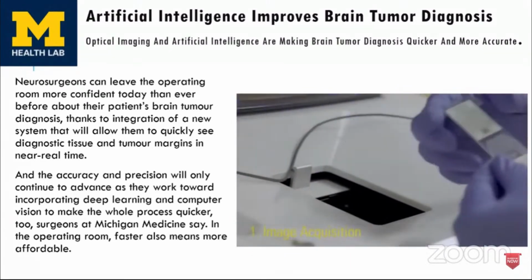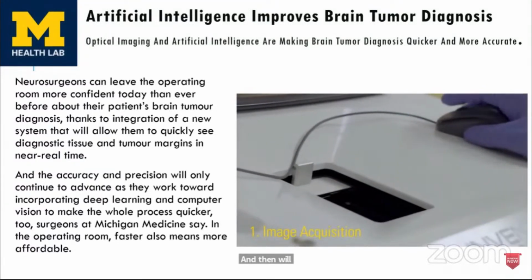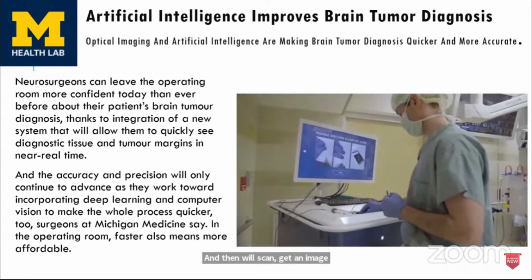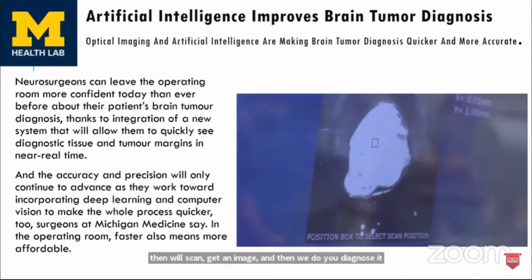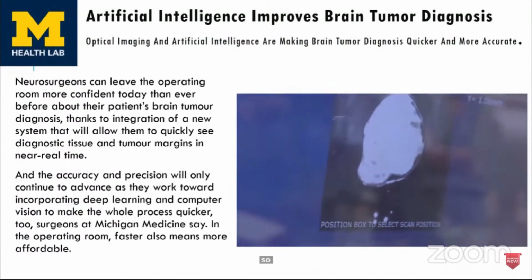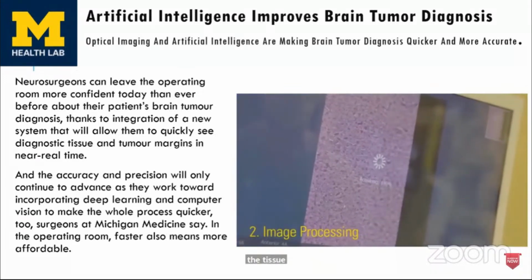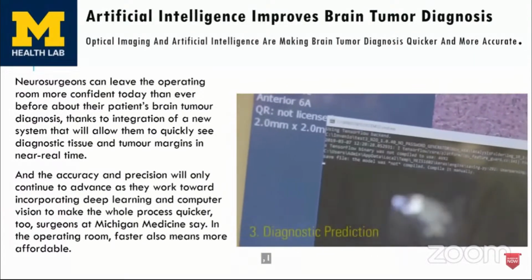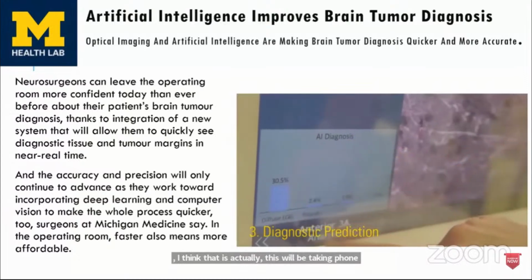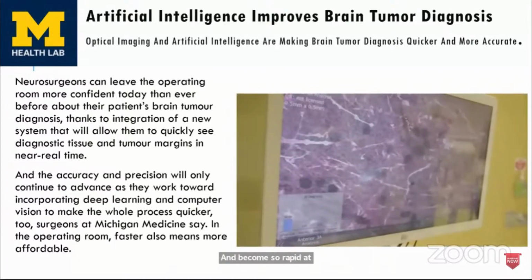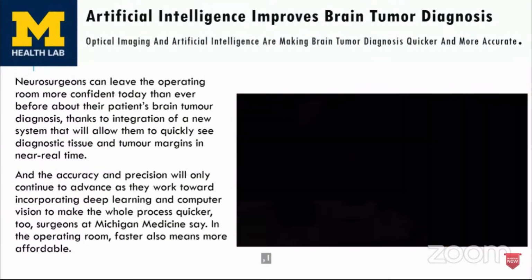And then we scan, get an image, get a series of images, and then we do diagnosis, fastest available, so that the tissue type is available to the surgeon in the operation theatre. So I think this has changed. This will be changing the whole thing of management and it becomes so rapid that otherwise the patient has to redo or reoperate. I think this is life changing.